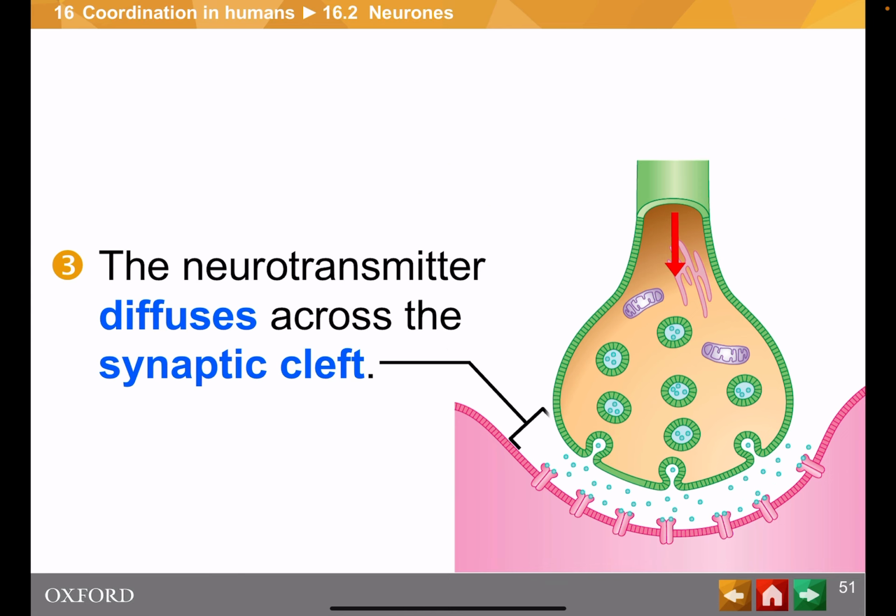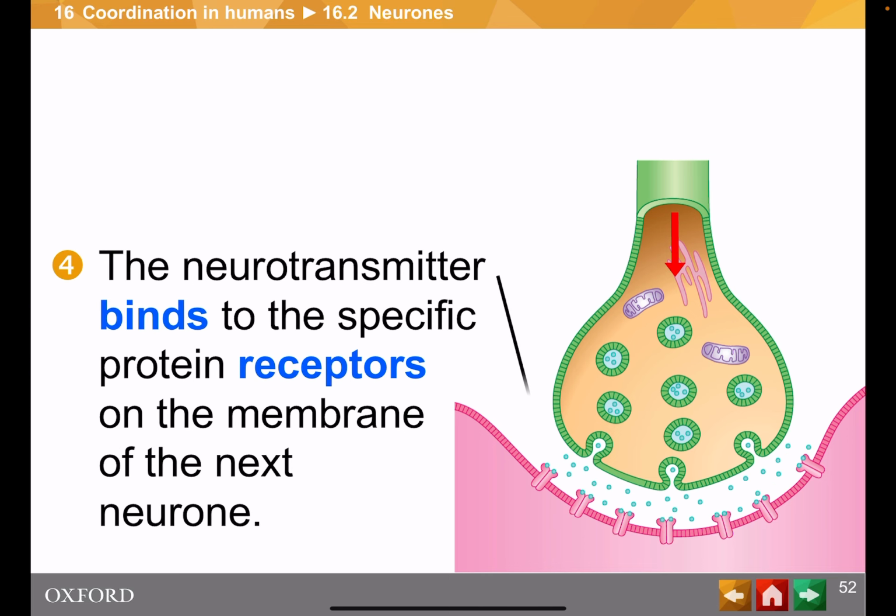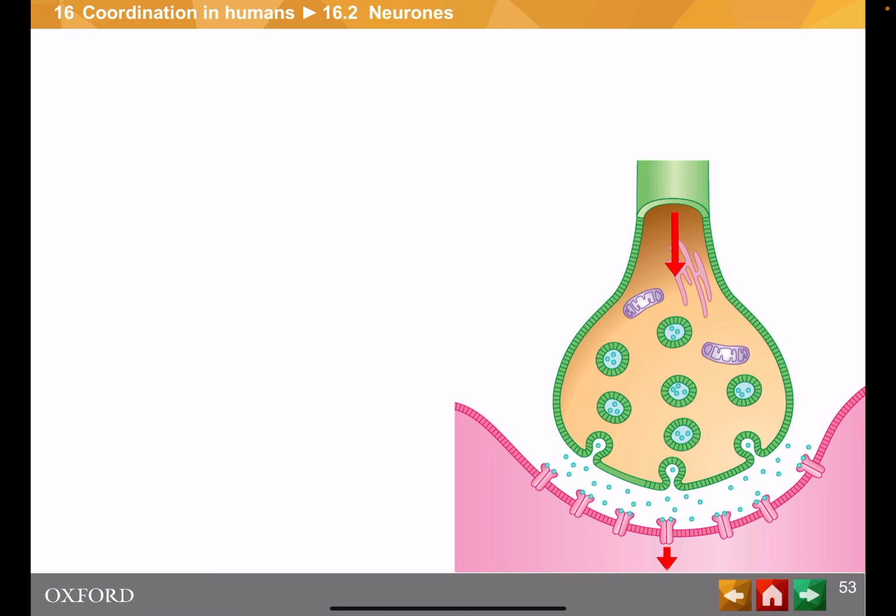Now, when the neurotransmitter is released from the vesicle with a higher concentration here, it will diffuse across to the other side and bind to the receptor site of the dendron. Look at the word diffuse. You should use the word diffuse here, because it travels by diffusion. The neurotransmitter binds with these specific protein receptors on the membrane of the next neuron.